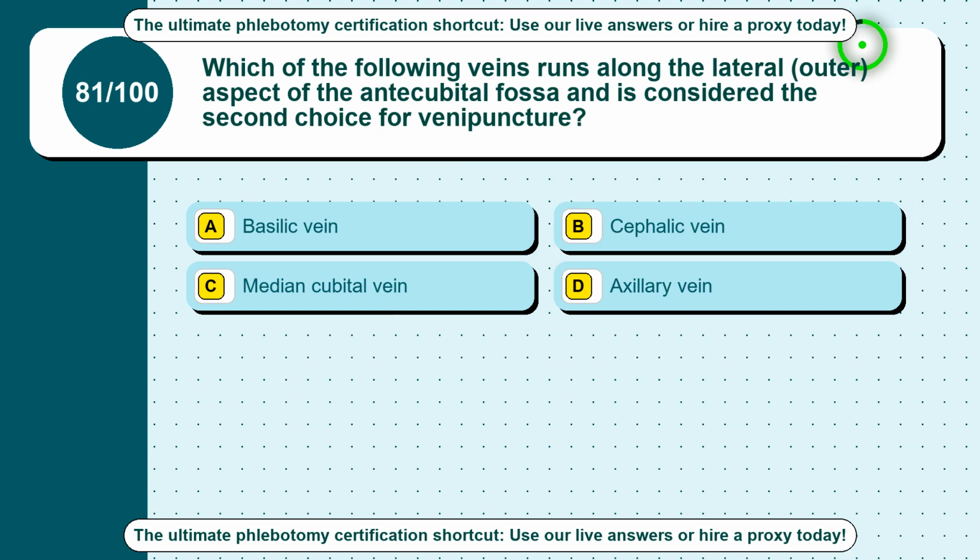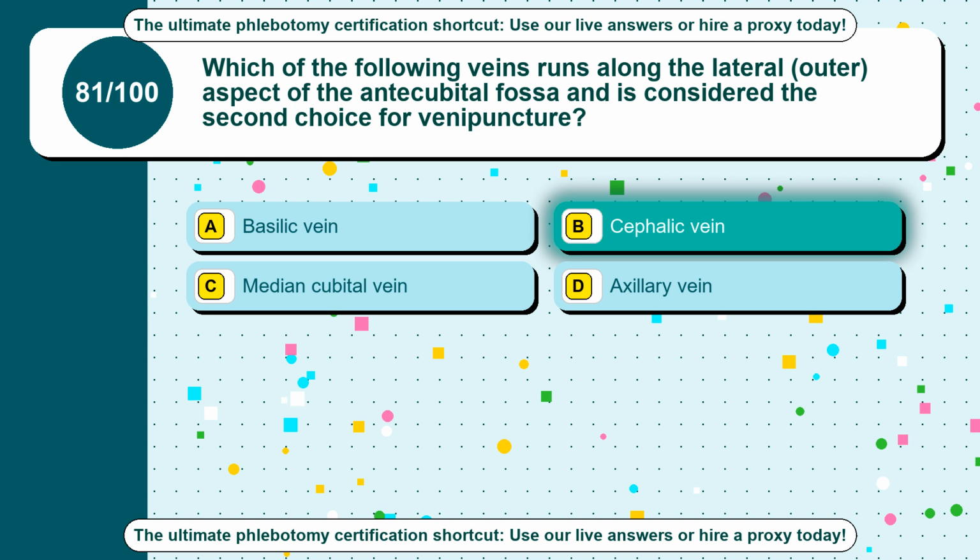Question 81. Which of the following veins runs along the lateral, outer, aspect of the antecubital fossa and is considered the second choice for venipuncture? Option A, basilic vein. Option B, cephalic vein. Option C, median cubital vein. Option D, axillary vein. The correct answer is option B, cephalic vein.